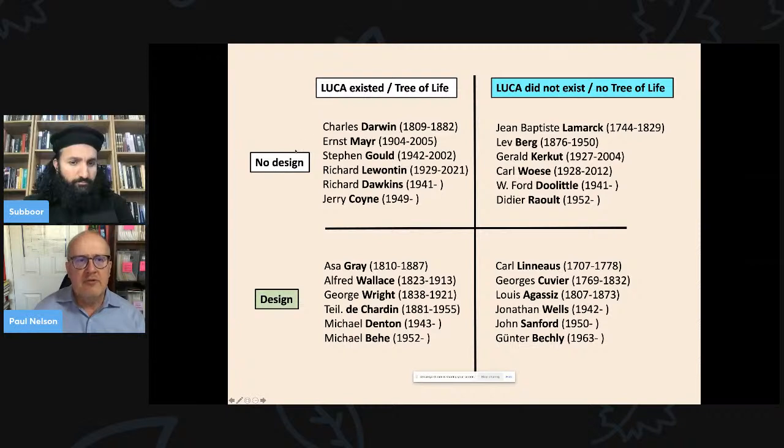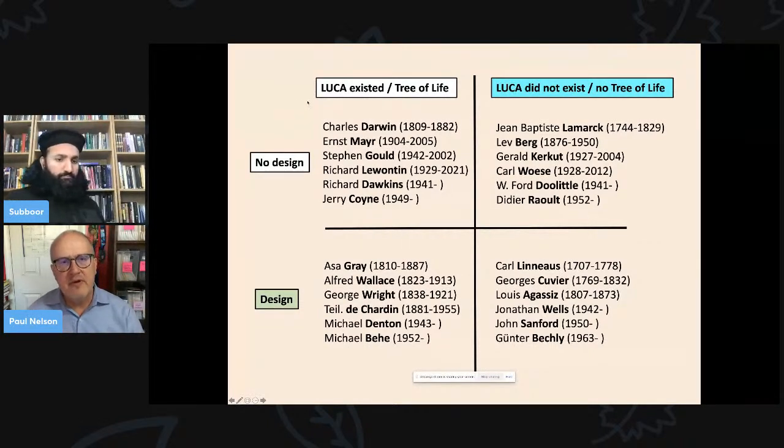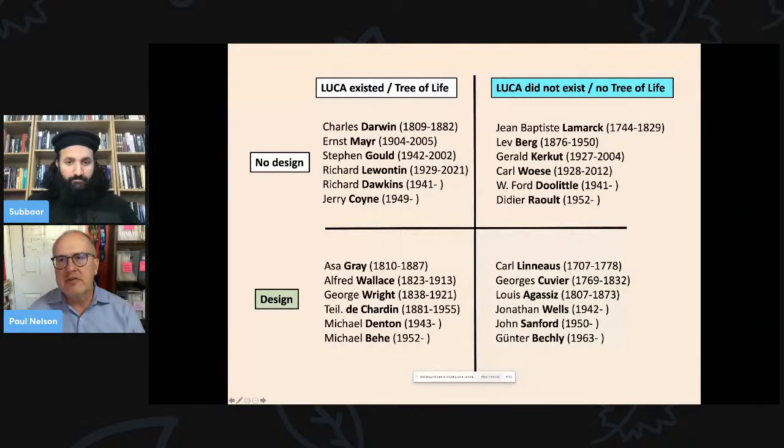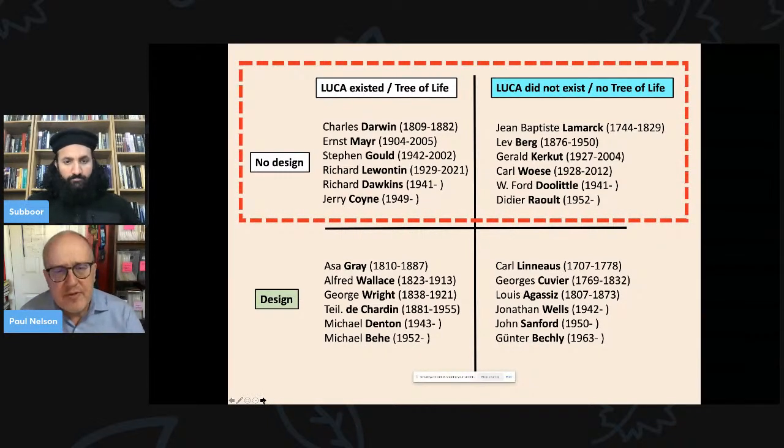And then, this you could call the metaphysics of explanation axis of this landscape. And then here we have the geometry of life axis. LUCA, the last universal common ancestor, existed such that there is a tree of life, or LUCA did not exist and there's no tree of life. We are going to stay in the upper 2 quadrants here. Now, the reason for that is to keep the discussion manageable.